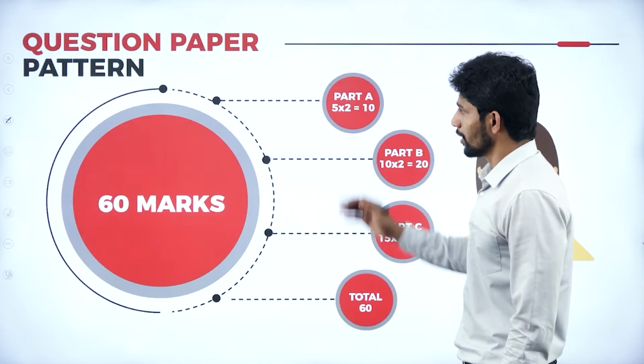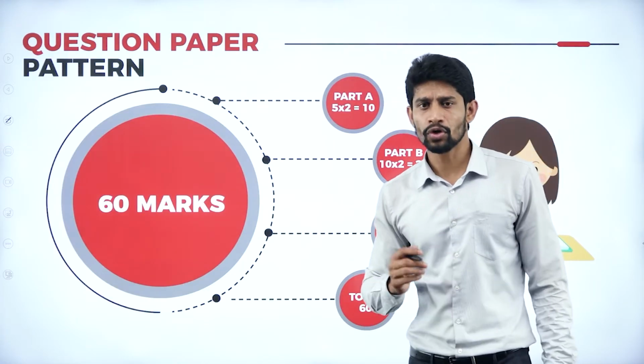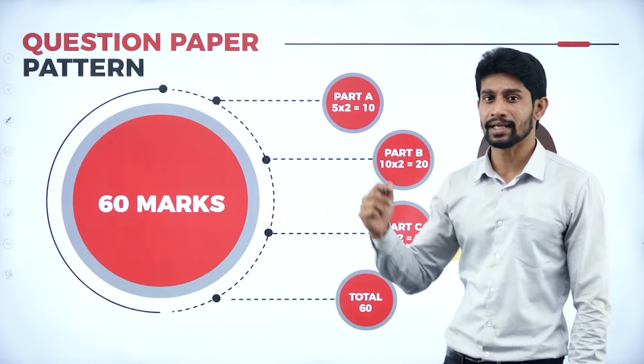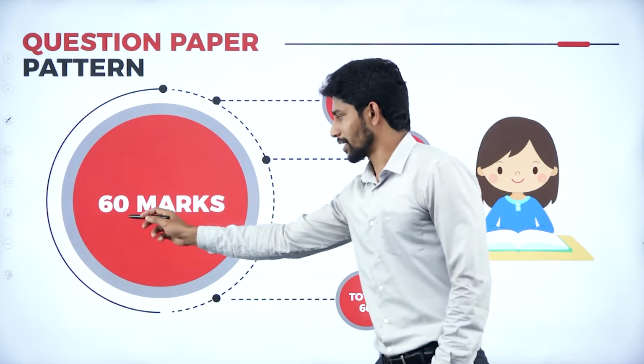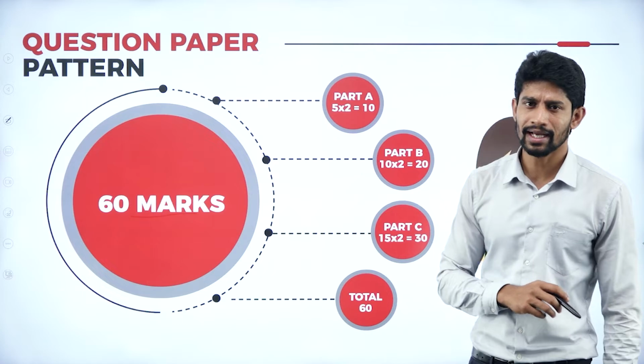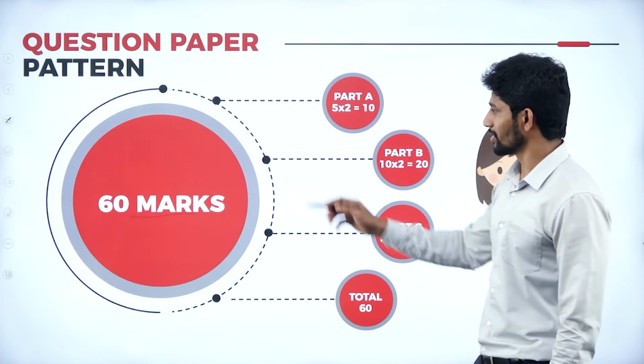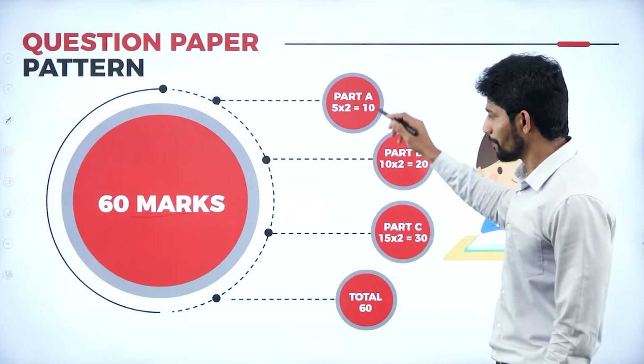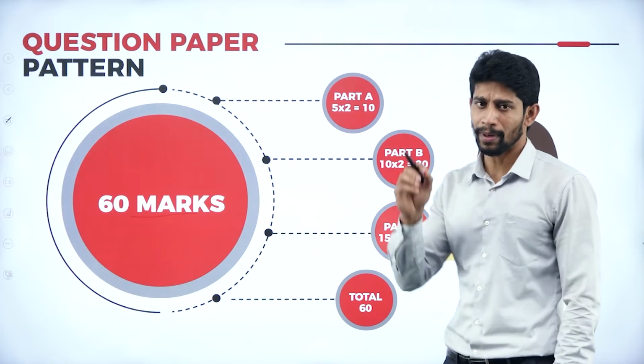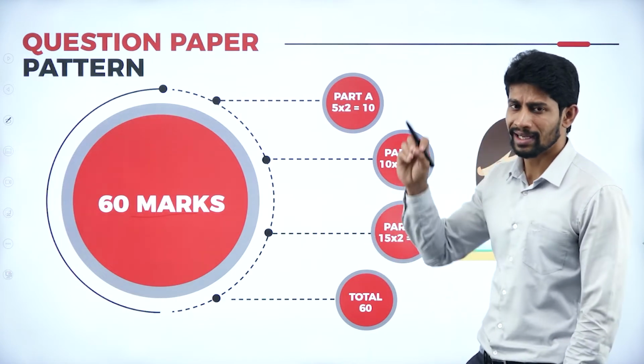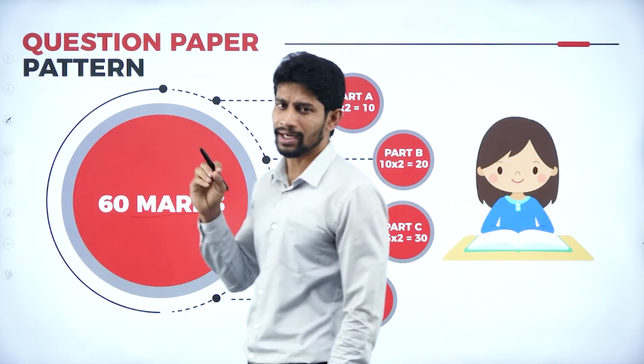Moving further, the question paper pattern. So you are going to write the main exam for 60 marks. How much? You are going to write the exam for 60 marks. So in that 60 marks, there will be 3 parts: part A, part B, and part C.